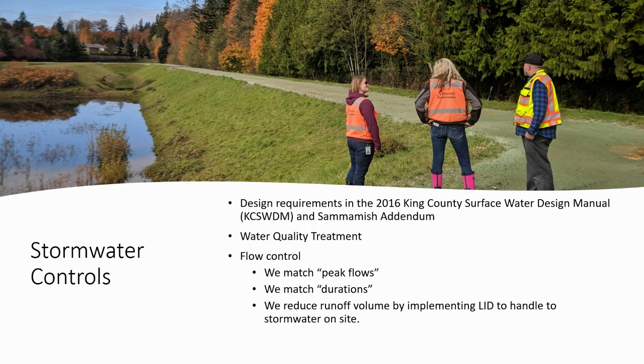Two of the key requirements for stormwater management and control are water quality treatment and flow control. Water quality treatment removes pollutants from stormwater before it leaves the site and enters our creeks, lakes, and wetlands. Flow control refers to regulating and controlling the rate and duration of stormwater flows leaving the site. I'll discuss water quality first.